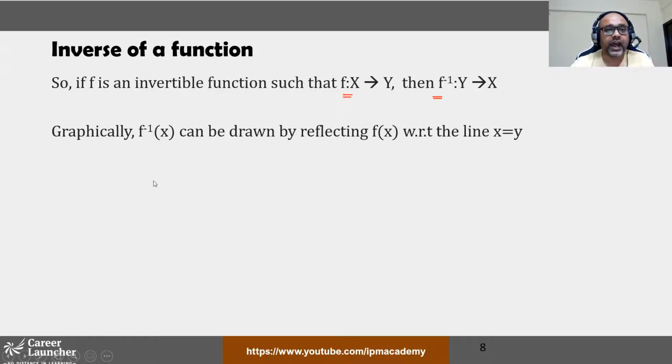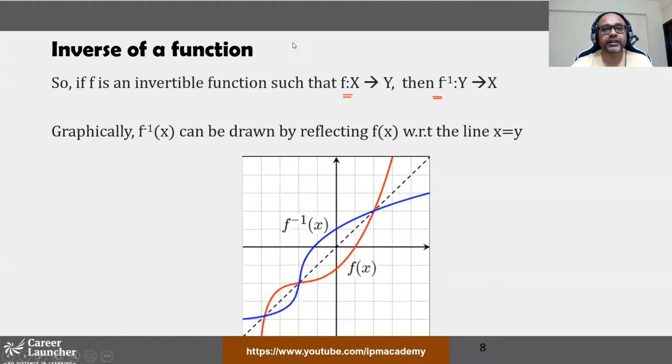But in terms of graph, if you want to draw the graph of the inverse of a function, it will be drawn by taking f of x and reflecting it with respect to x equal to y. Let's see an example here. If I have the red line, which is my f of x, then the inverse will be nothing but the reflection of f of x with respect to the line x equal to y. If you take that as a mirror and reflect it, you will get the blue line here, which is called f inverse of x.